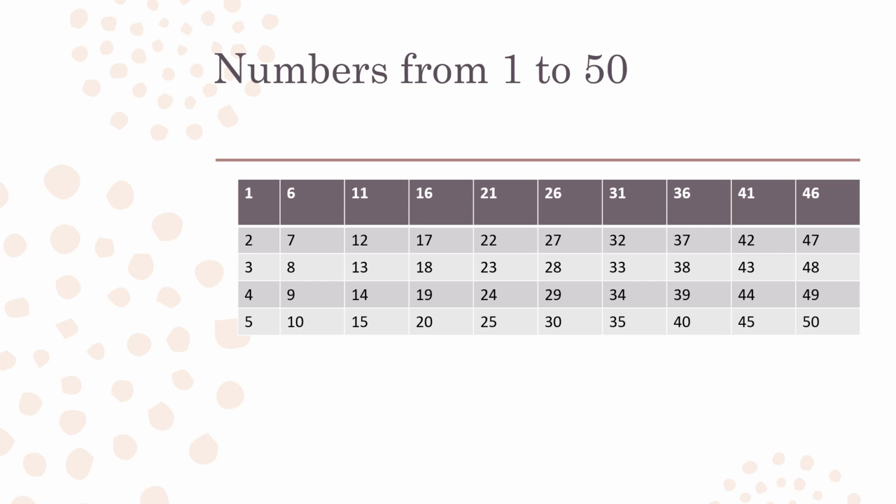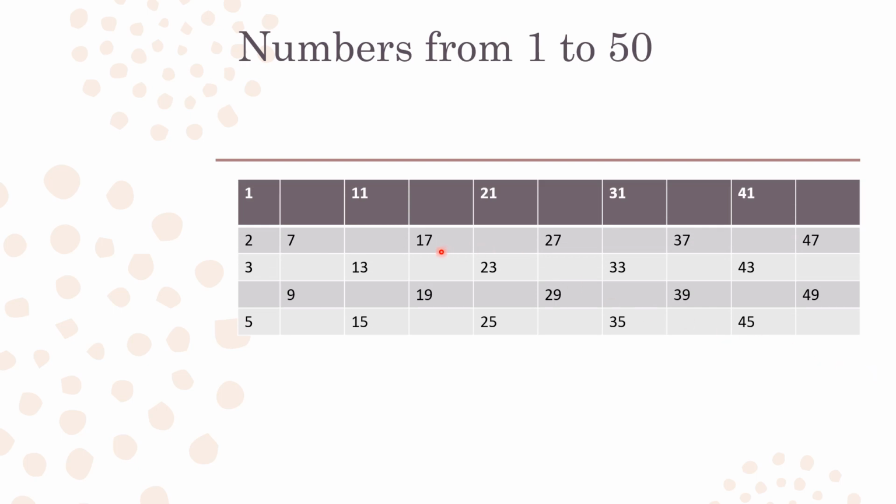So let me show you next. See here, I took all the even numbers. Now, the leftover numbers you have to check whether they are prime or composite. Let's go to 3. You have to check the factors of 3. You will get only 1 and 3, so it comes under prime number.